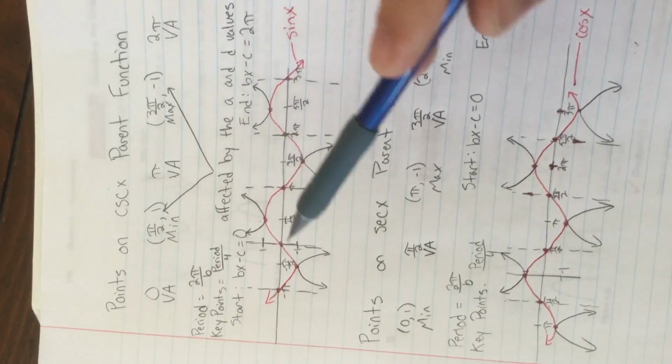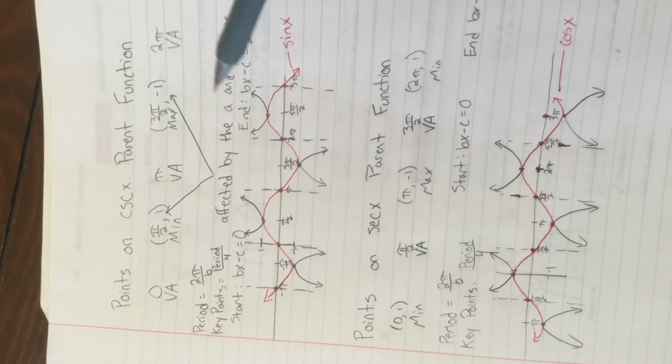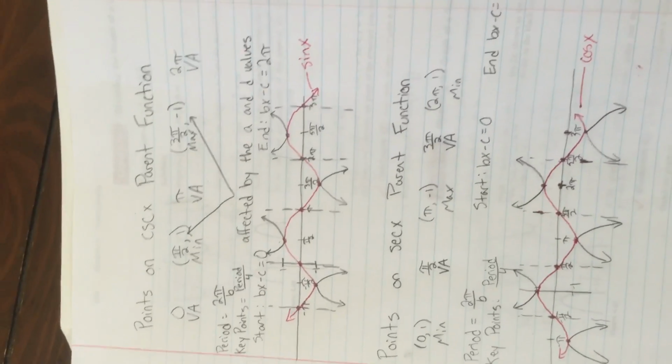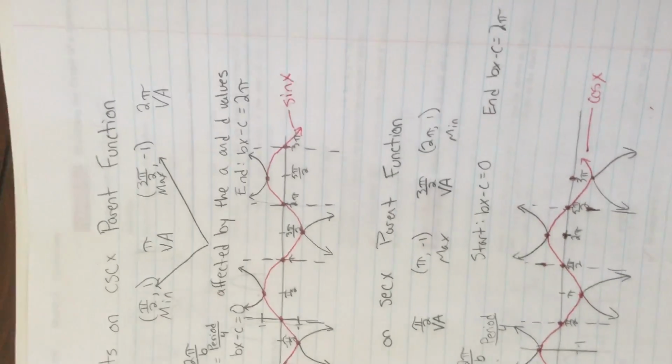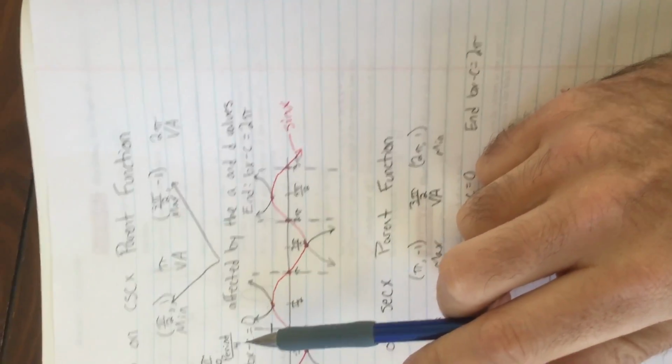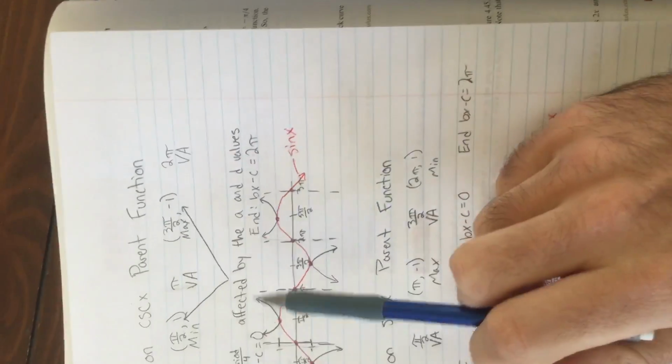The period of these is going to be 2 pi over b for both cosecant and secant. Pretty similar to sine and cosine, as you can see. It does this one shape here from 0 to 2 pi. And it's going to continue to do that shape over and over. Same thing for key points. We want to divide by 4. And our start and end are the same.